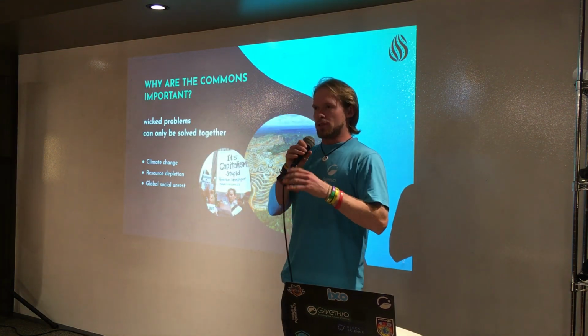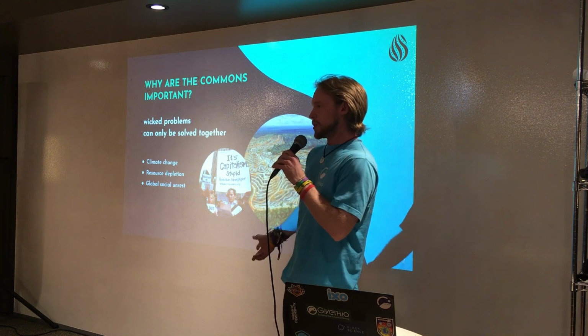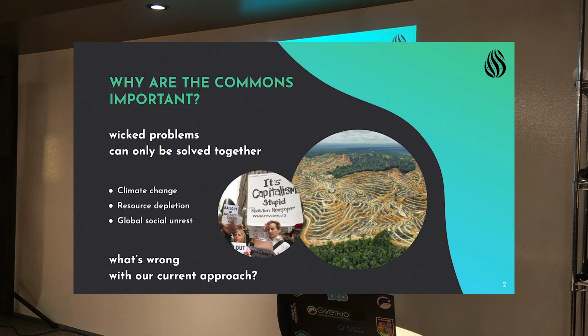So I think it's first good to establish why the commons are important. So this is a big why of blockchain. What is the killer app of the blockchain? And I believe it's scaling the commons. And we have a bunch of wicked problems ahead of us that can only be solved together. We have climate change, resource depletion, global social unrest, and something that's very pertinent to the blockchain space is open source incentivization.